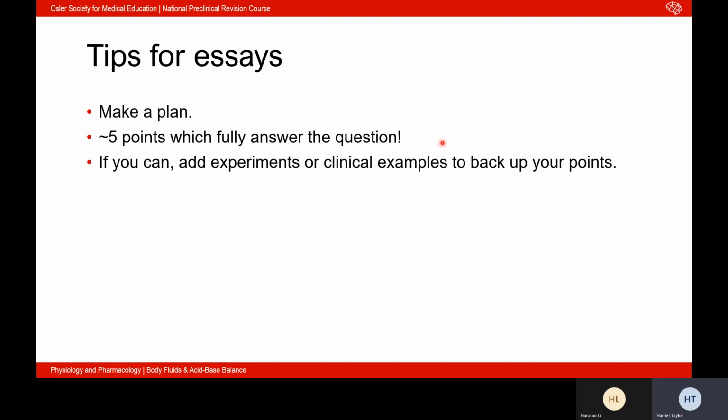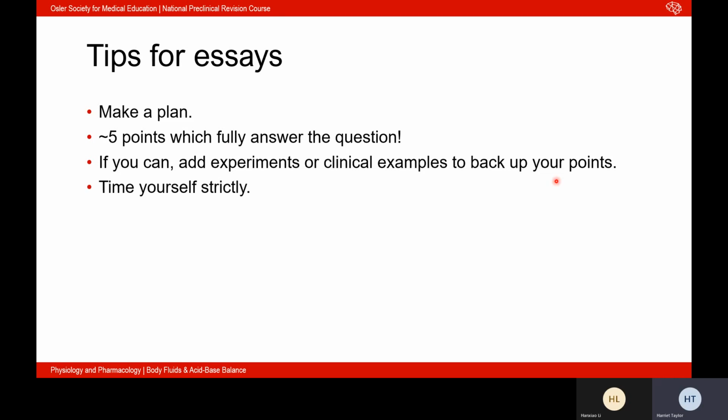So if you do choose to expand, you can add experiments or clinical examples which back up your points. And this again is the really key part. You need to make sure that they back up your points. You're not just throwing them in at random for the sake of it. They need to be really relevant and really structured.